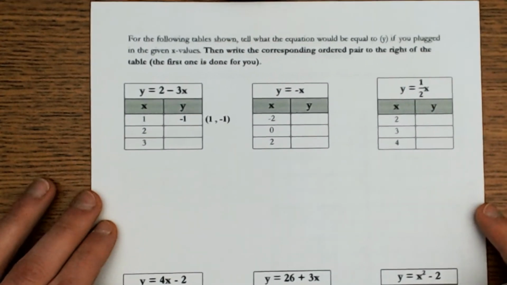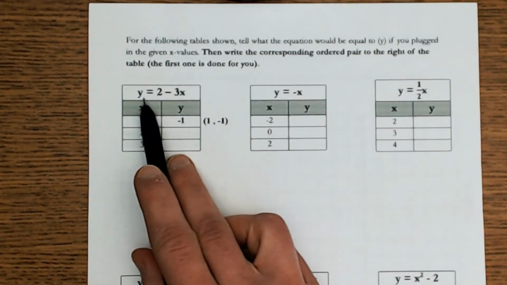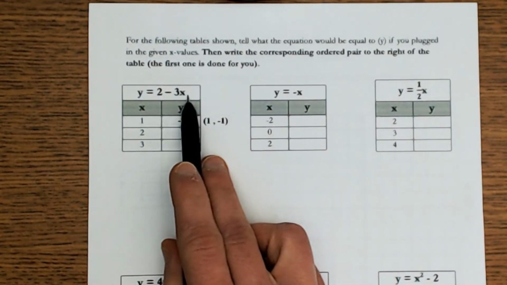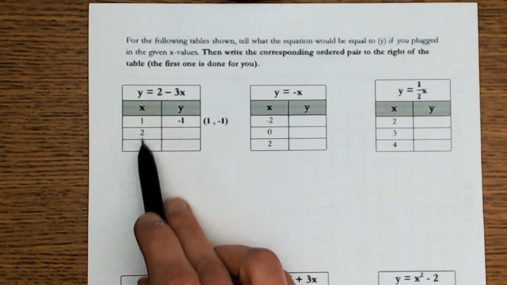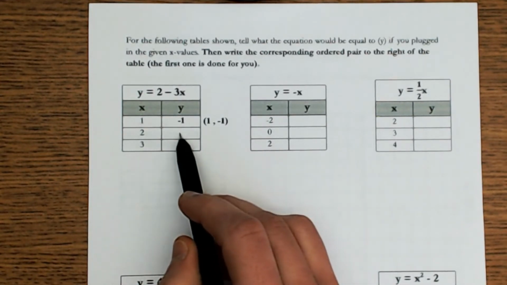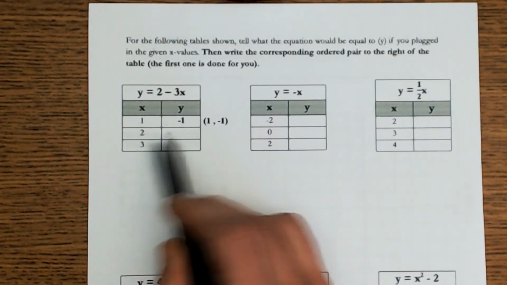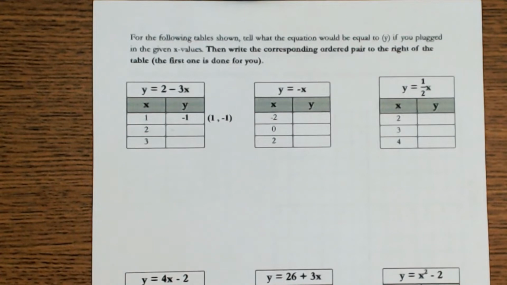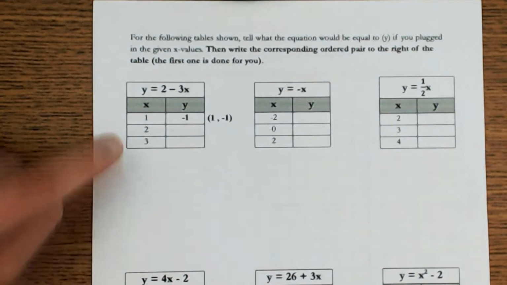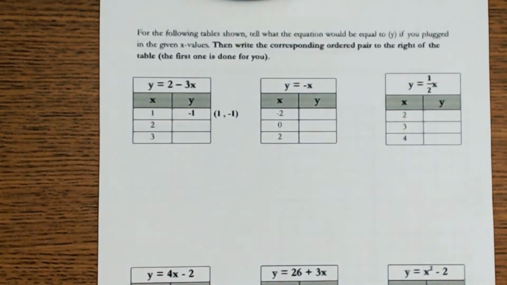If we turn the page over, you're going to see a bunch of tables. So what we're going to be doing is looking at the equation listed at the top of the table. We're going to plug in the given x values, showing our work, write down the corresponding y value, and then tell what the ordered pair is for that resulting x and y value. Let's go ahead and do this first one, and I'll probably pick one other one on this page before going to the next page.